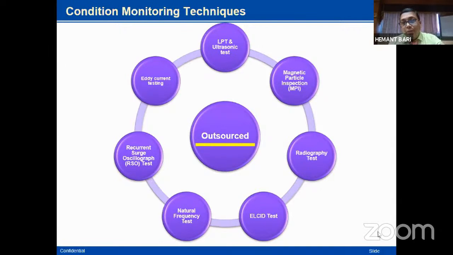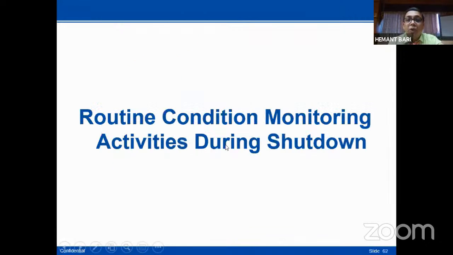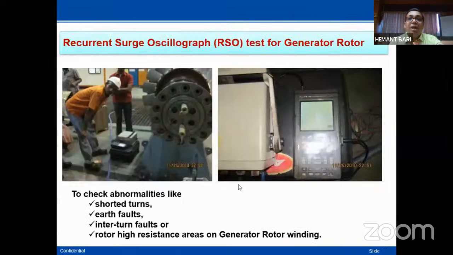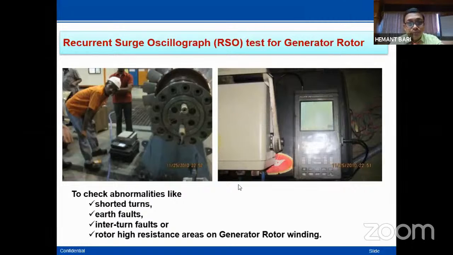Now these tests are done during the machine stop condition. Machine is not running at that time. Routine condition monitoring activities during the shutdown. RSO test for the generator rotor to check shorted turns, earth fault, interturn faults, rotor high resistance areas under generator rotor winding. So इसमें क्या है कि हम लोग दो सोर्स देते हैं एनालाइजर से, and they should follow the same path. If the same path is not followed by the sources, then there is a problem with your generator rotor.